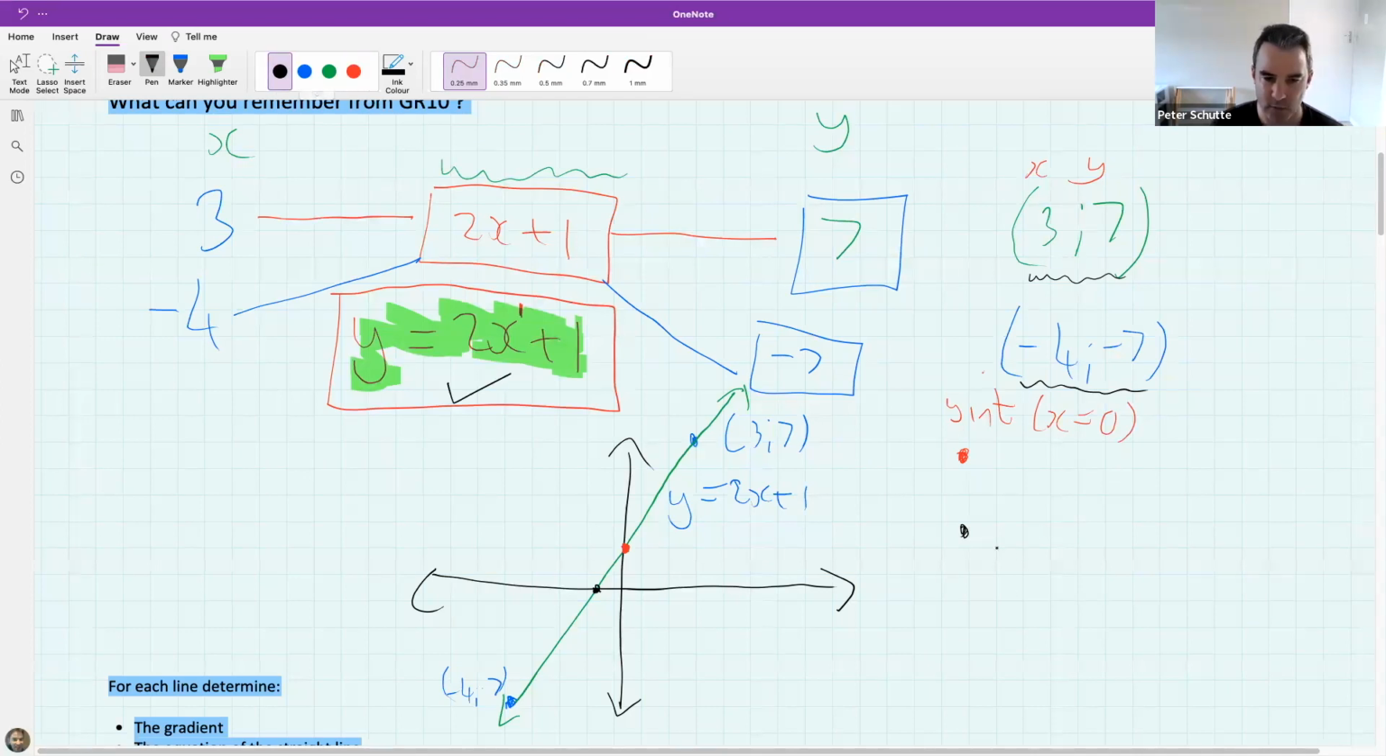What's the black one going to be? What's the black dot? It's going to be the x-intercept, which means y equals 0. Okay, lovely. Love it. You have done your bit for the team.